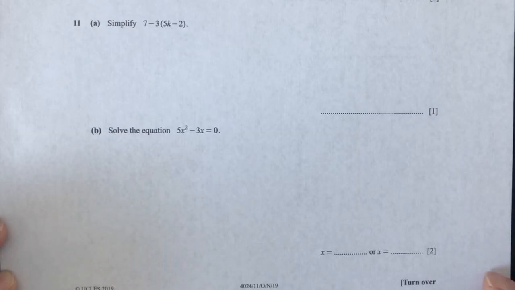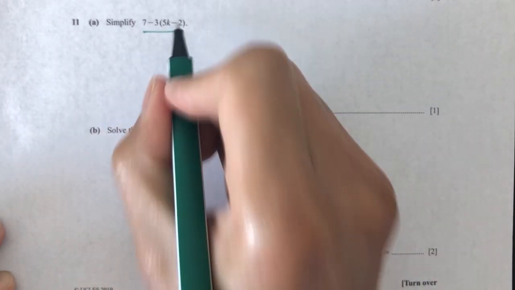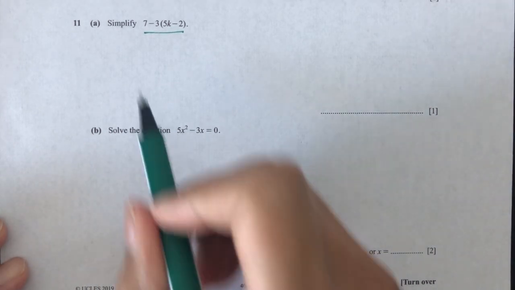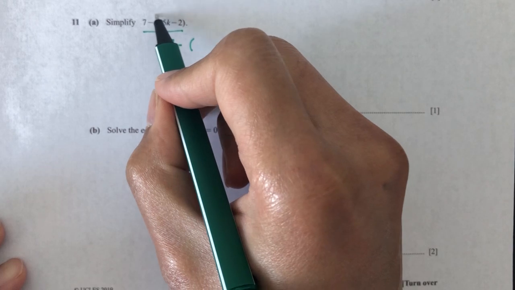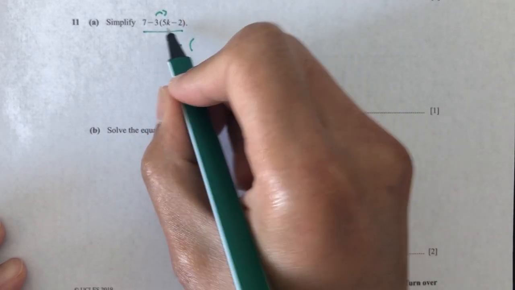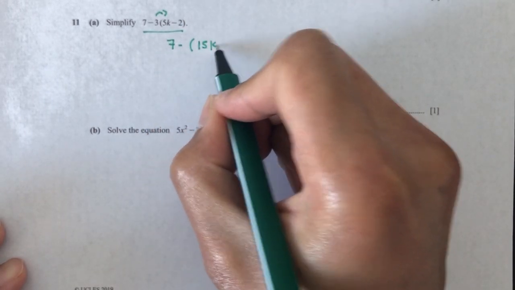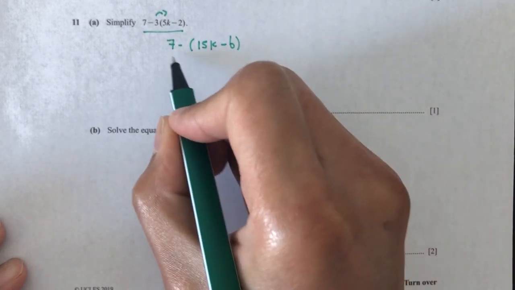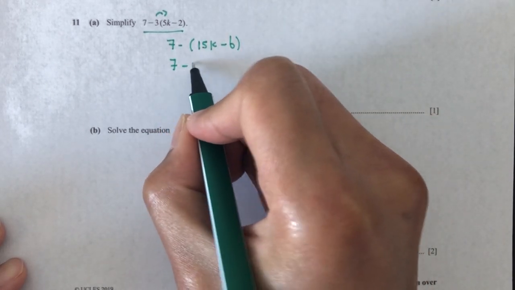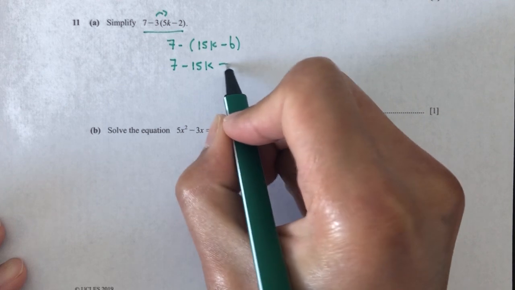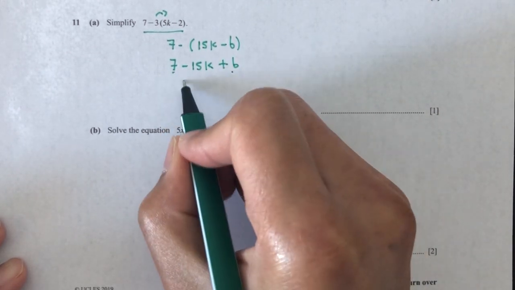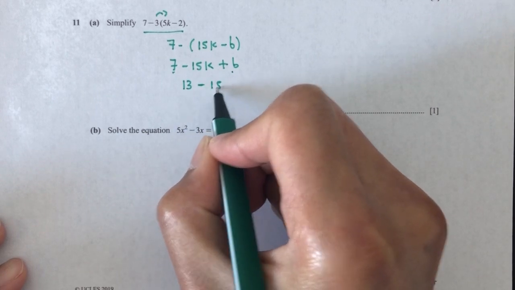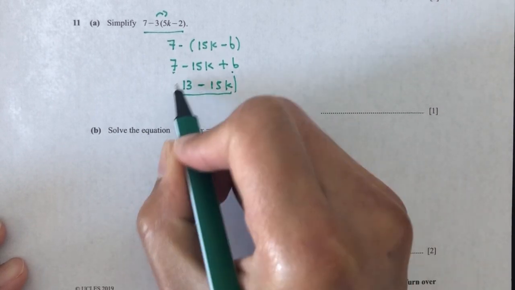Question number 11. Simplify 7 minus 3 times 5k minus 2. So 7 minus, let's bring the 3 inside. We will have 3 times 5 is 15k minus 6. So now we re-expand. 7 minus 15k plus 6. So we have 7 plus 6 is 13 minus 15k. And that is your answer for part A.